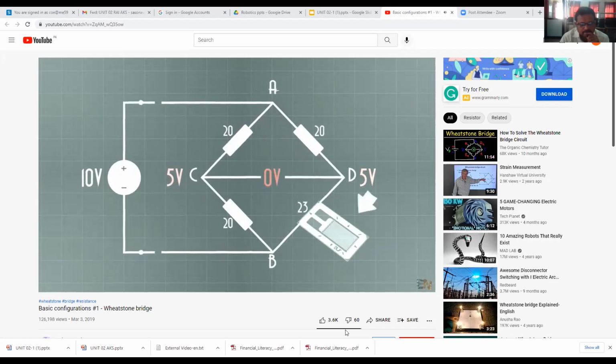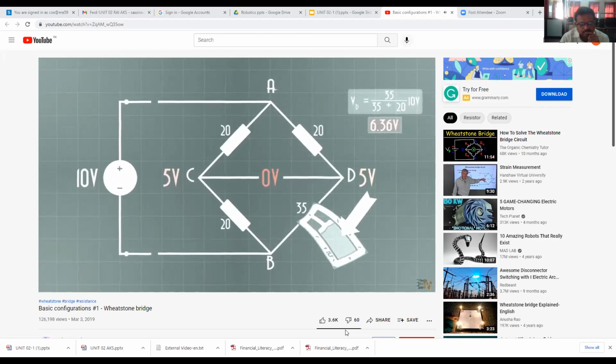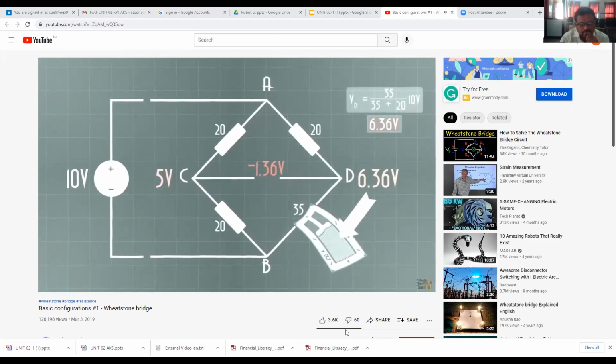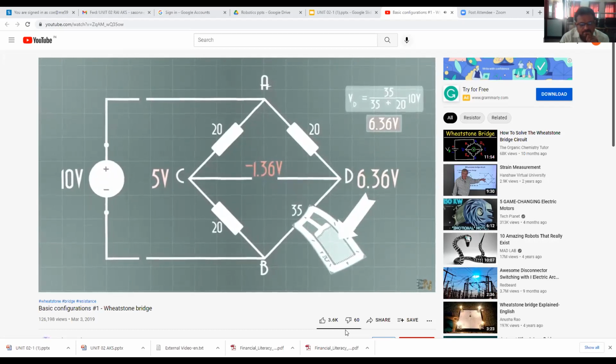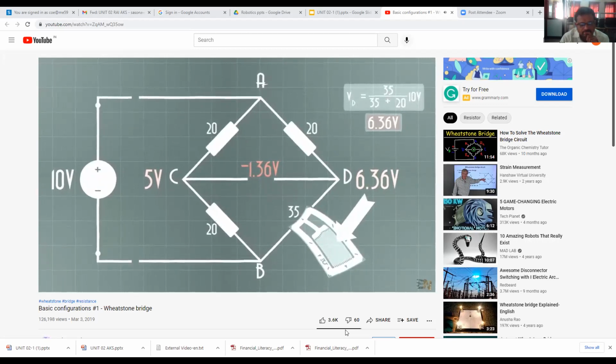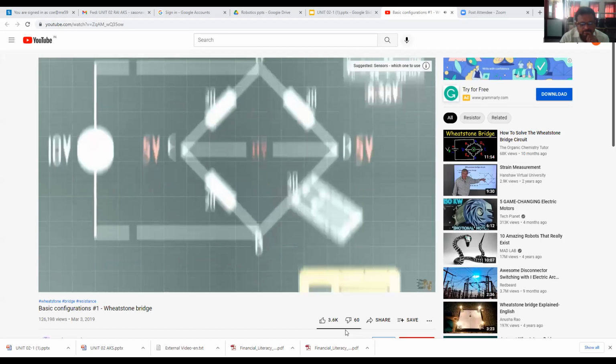So now we apply force on the gauge, so the resistance is getting bigger. So the voltage drop on the gauge is now bigger as well. Let's say that the gauge is now 35 ohms. So the voltage on point D would now be 6.36 volts. So the voltage between C and D is negative 1.36 volts. So now we can measure that voltage drop. So we have passed forces measurements to very small resistance changes and then to voltage values. So we could use this in our projects, maybe connected to a microcontroller.